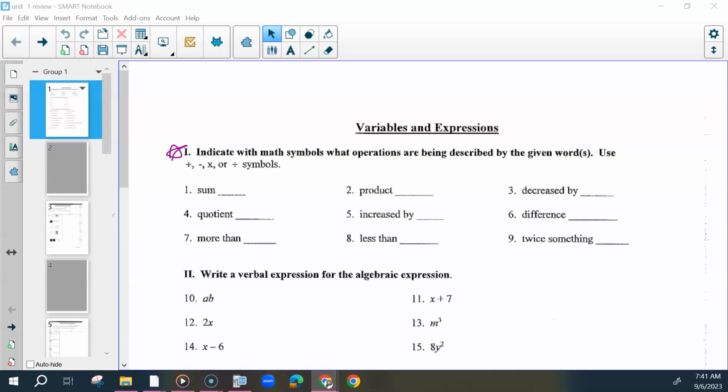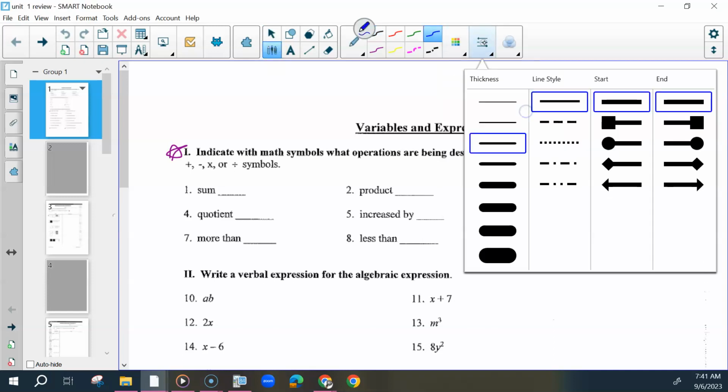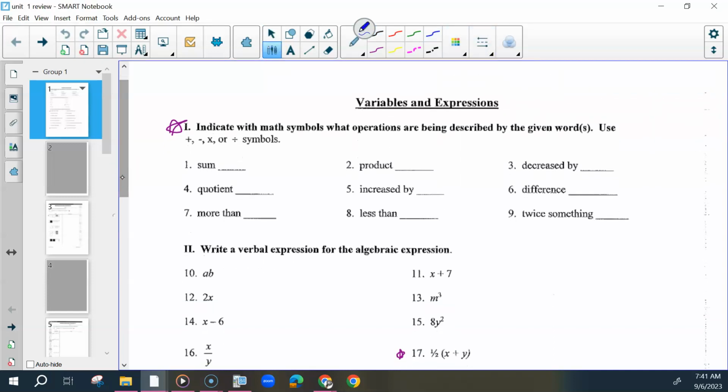Alright, so this first part, you need to put which symbols are indicated by the words. So sum, which one would that be? Plus. Product. Multiplication, I'm just going to put a dot. Decrease by. Minus, subtraction, yes. Quotient. Division. So I'm going to put the division sign, but remember that we're using the fraction. Increase by, plus, difference, minus, more than, plus, less than, minus, twice something.